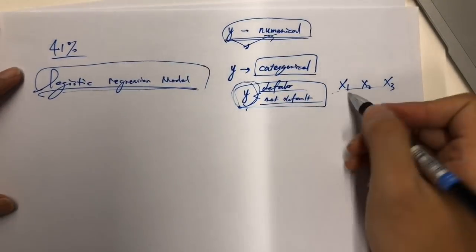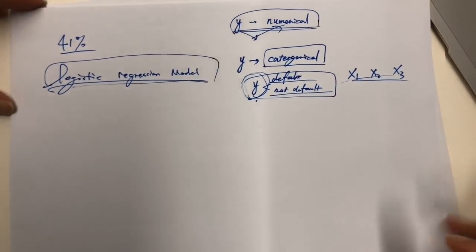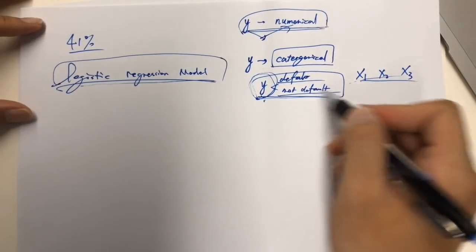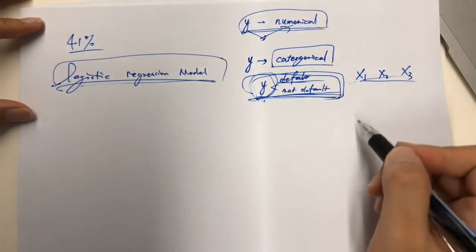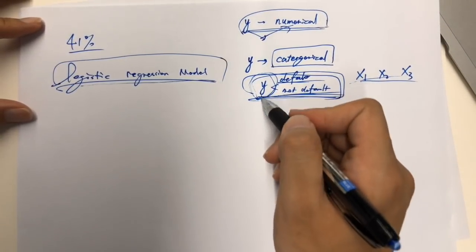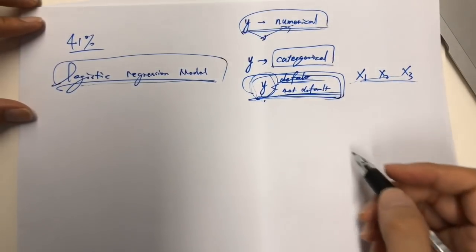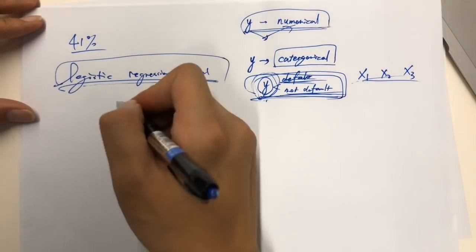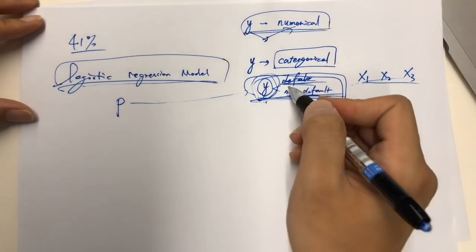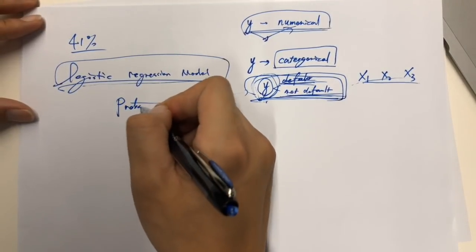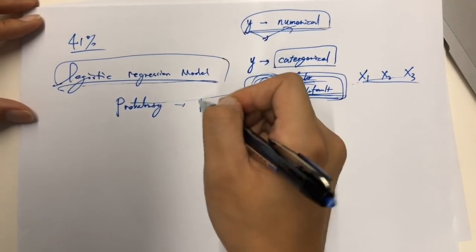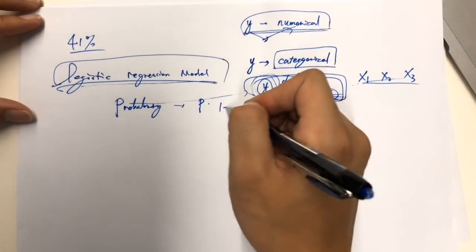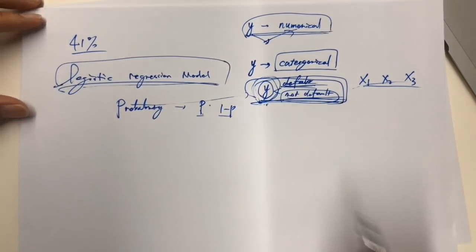Okay. So in logistic regression, y is default and not default, so we cannot predict whether y is equal to default or not default, but instead we can define the probability of default to be p. So the probability of not being default is 1 minus p. Okay, so p and 1 minus p.